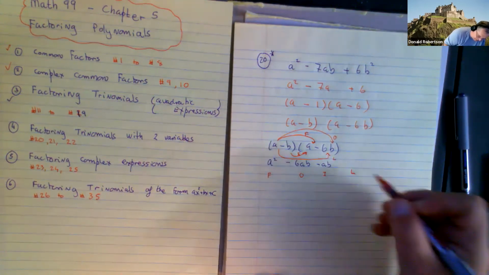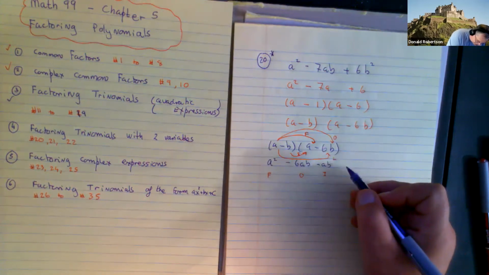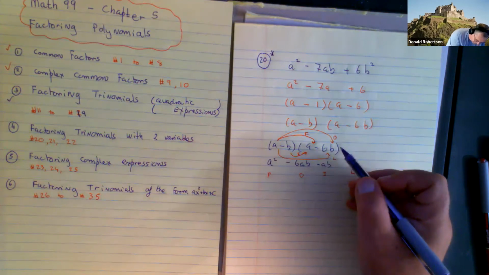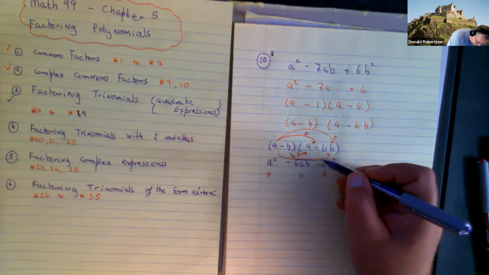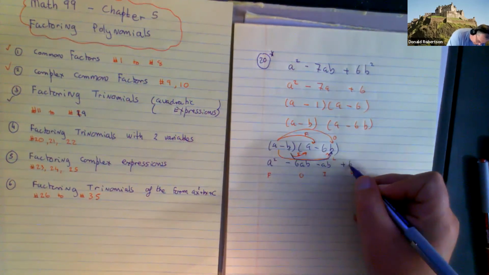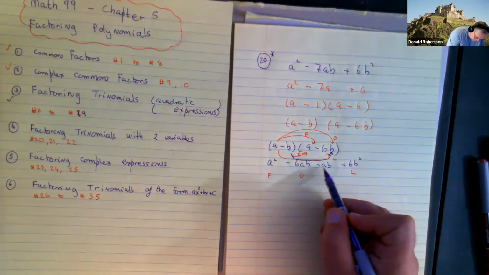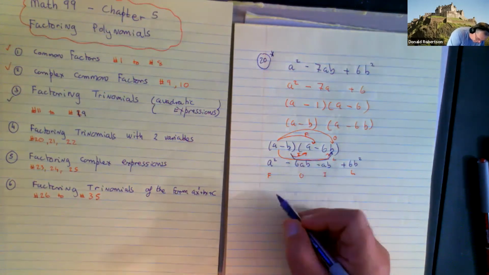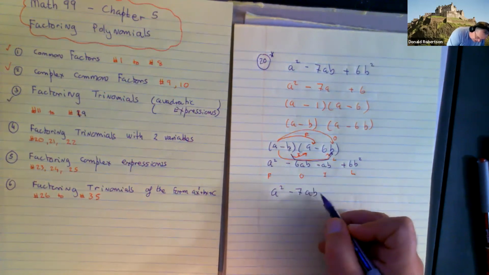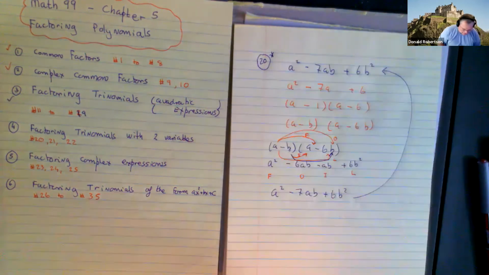If you do negative b times negative 6b, oh yeah, I got distracted there. Those are the last ones. If you do negative b times that one, you get plus 6b squared. Now the two terms in the middle are identical, so we can combine them. So the answer is a squared negative 7ab plus 6b squared, and you see, it works.